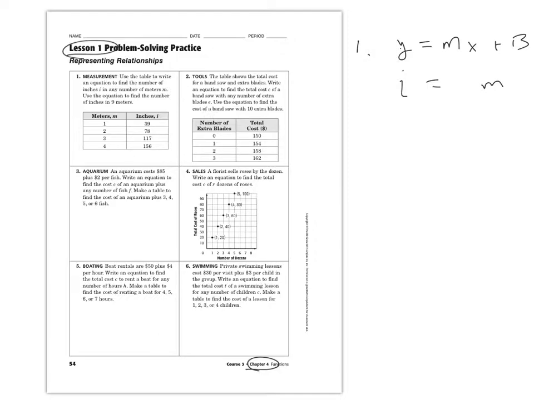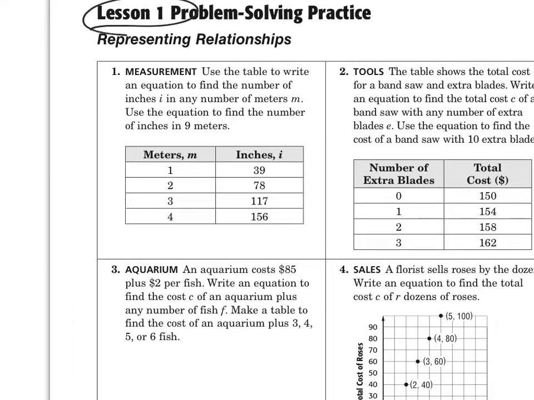And the easy way of calculating it, if they give you a table, is to look at the table and say this change is 39. So from 39 to 78 is 39 units. And then from 78 to 117 is another 39 units. And then from 117 to 156 is another 39 units. On the left side, we have from 1 to 2 is one unit, from 2 to 3 is 1 unit, and from 3 to 4 is 1 unit.